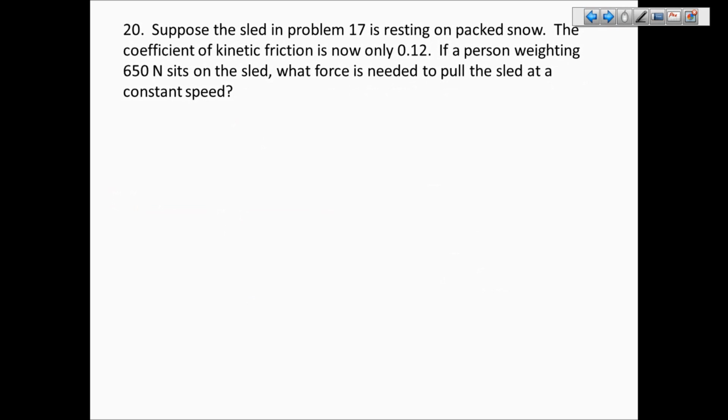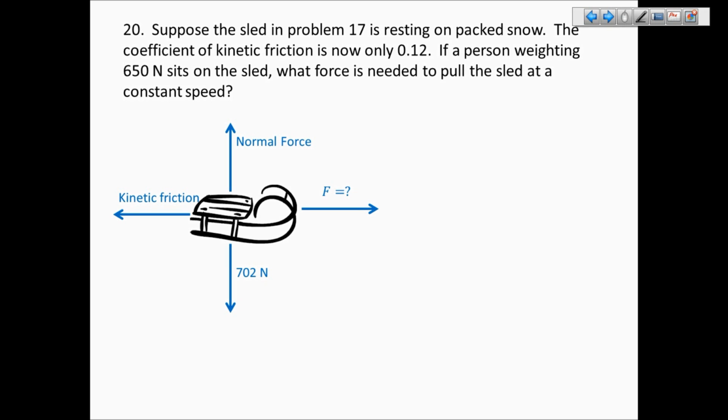Alright, in number 20, suppose the sled from problem 17 is resting on packed snow. Now, anytime we change the surface, that's going to change the coefficient of friction. And it tells us that the coefficient of kinetic friction is now only 0.12, a much lower number. If a person weighing 650 newtons sits on the sled, what force is needed to pull the sled at a constant speed? Again, we'll do our free body diagram, but notice the changes.